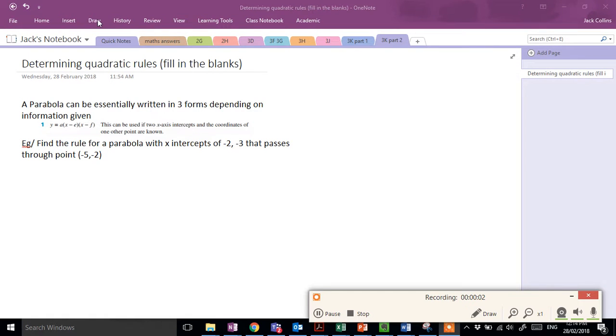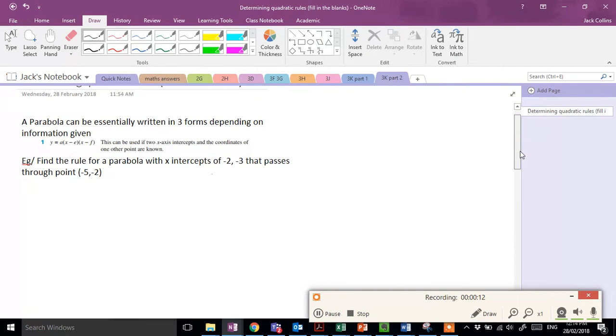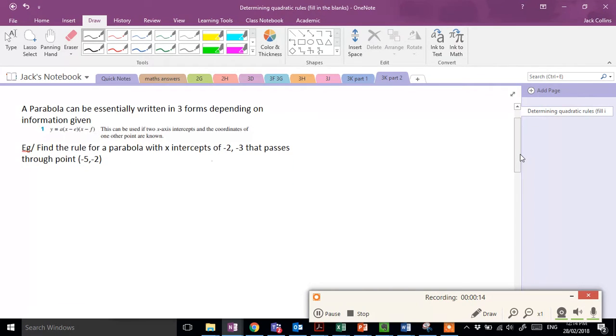Hi guys, so we're just going to go through the second part of 3K, which is determining quadratic rules. So basically, quadratic equations can essentially be written in three forms, and we're going to go through each of the three and give you an example of how that might look. The first form is when you're given the two x-axis intercepts and the coordinates of one other point.